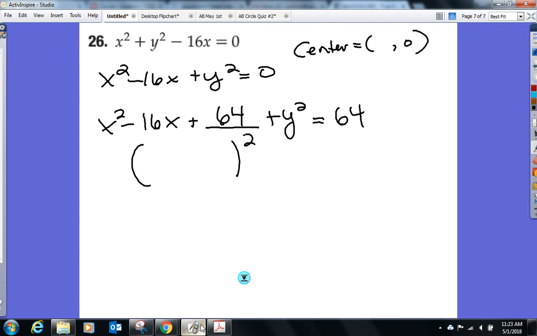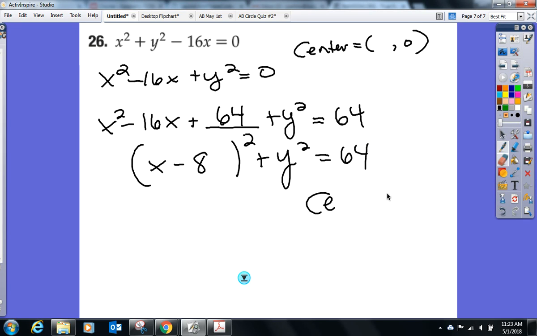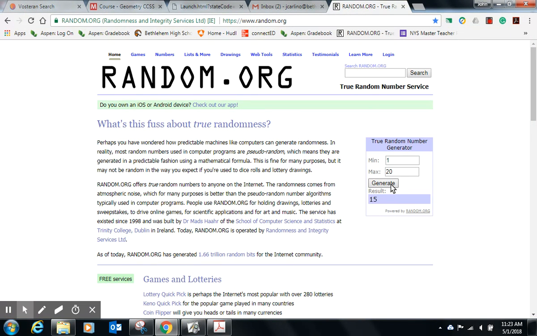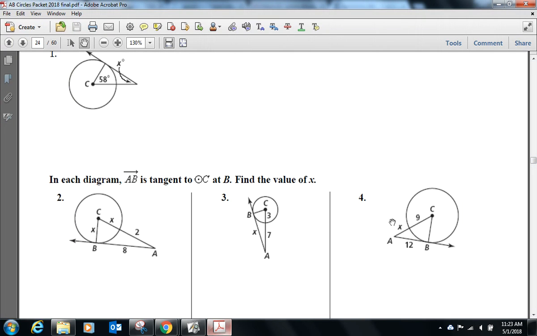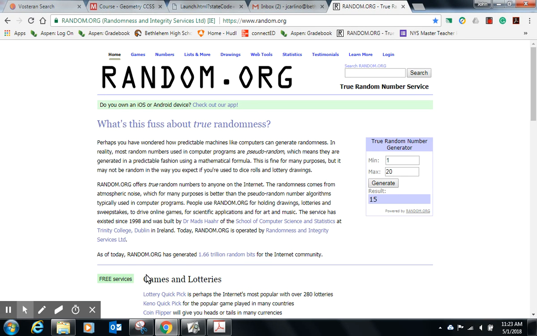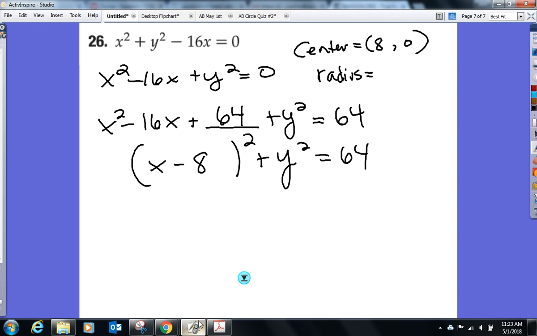What do I end up putting in here? Yep, half your b value goes in there. Plus y squared equals 64. Now that's the circle equation. Based off of this, I already wrote it up there. What is the center now? 8 comma zero. Radius length now is not 64. My radius would end up being 8.